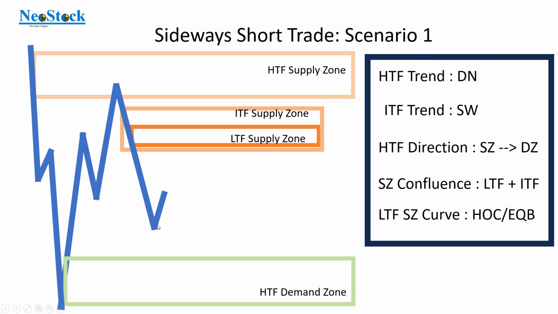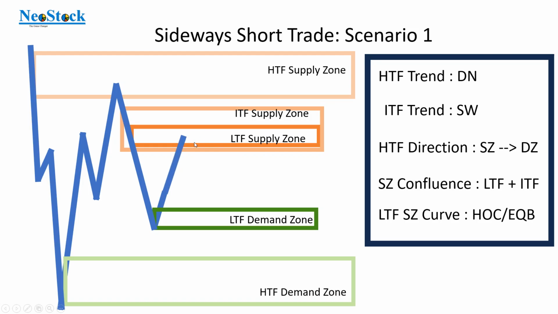Now let us assume here we have an LTF demand zone also. Generally, the nearest demand zone from the current closing price should be your target zone. Then what is your entry zone? Your LTF supply zone, which should always be with the ITF supply zone. That is the rule. Now let us assume price has entered the LTF supply zone. Can we plan a short trade now? Yes, because in scenario 1 all the rules are satisfied. Definitely you can plan a trade here. You can go for a short trade.